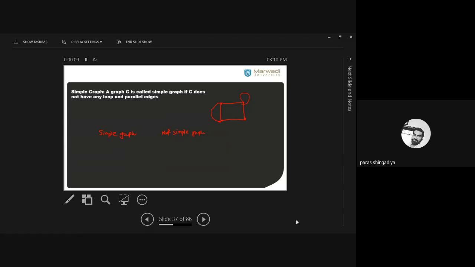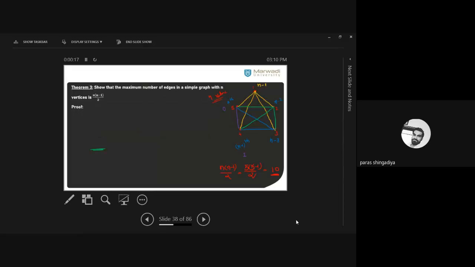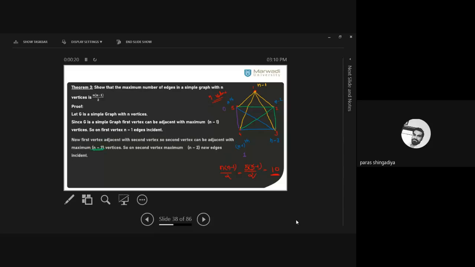Does anyone have an idea? Is this part completed? Simple graph. Okay, so simple graph, and after that I think we discussed a theorem also. The maximum number of edges in a simple graph with n vertices is n(n-1)/2 edges. So this part is important, all the three theorems that we discussed up to this lecture.